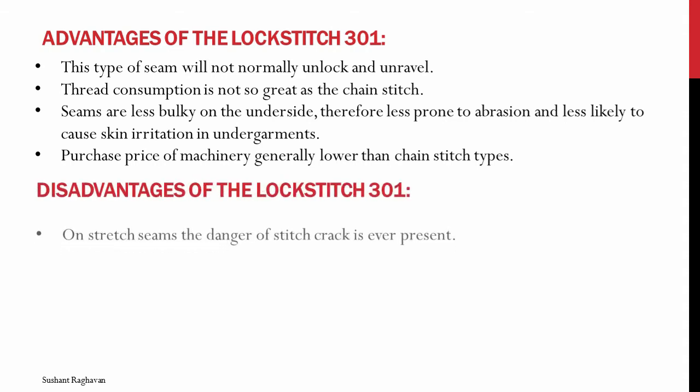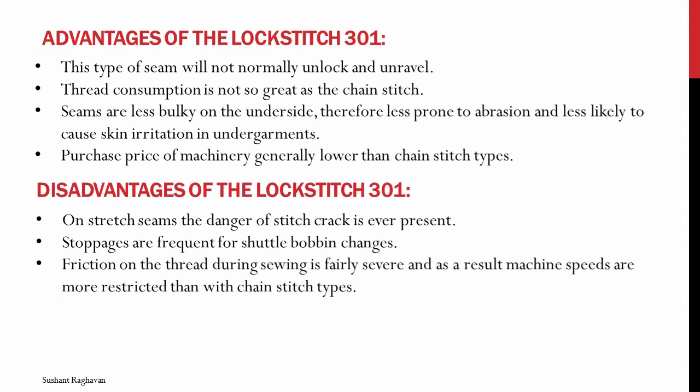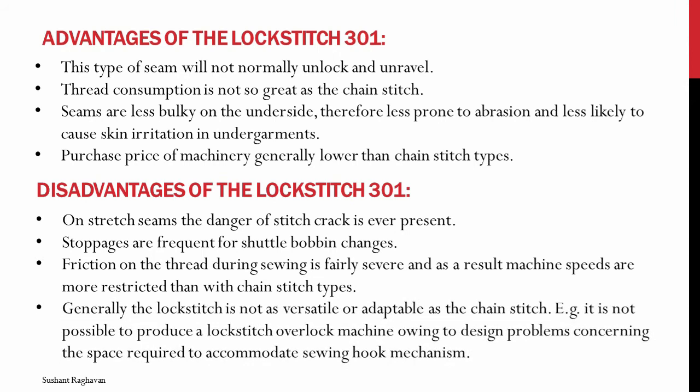Disadvantages of lock stitch. On stretch seams, the danger of stitch crack is ever present. Stoppages are frequent for shuttle bobbin changes. Friction of the thread during sewing is fairly severe, and as a result machine speeds are more restricted than with chain stitch types. Generally, the lock stitch is not as versatile or adaptable as the chain stitch. For example, it is not possible to produce a lock stitch overlock machine owing to design problems concerning the space required to accommodate the sewing hook mechanism.